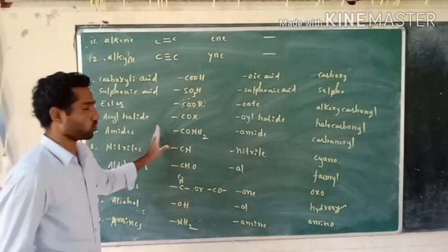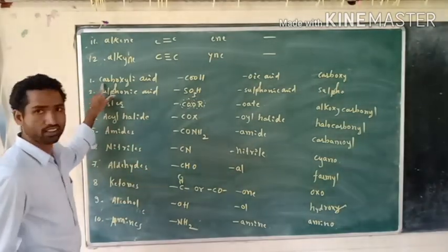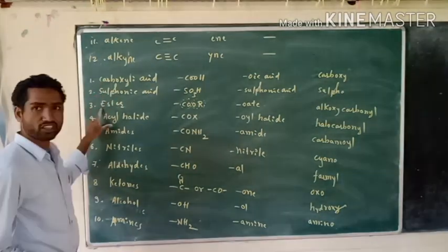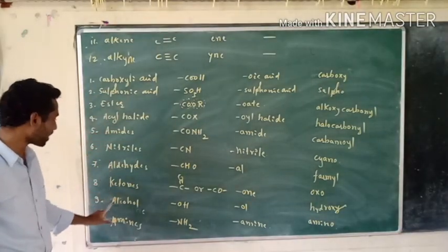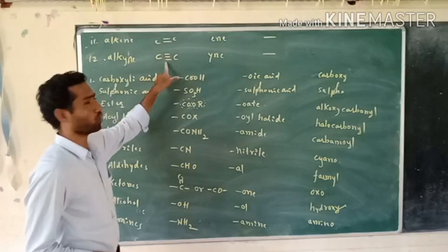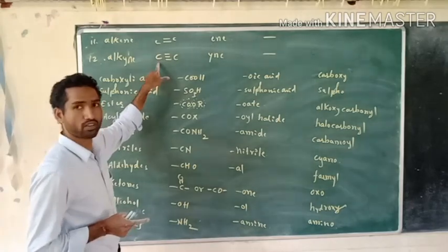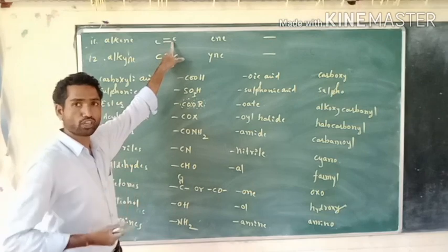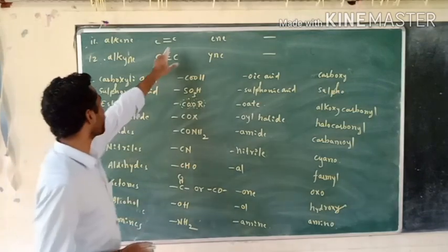So this is the priority rule, what I have written according to priority. First, carboxylic acid is the highest priority functional group. Sulfonic acid, ester, acyl halides, amides, nitriles, aldehydes, ketones, and alcohols, amines. If the molecule contains both a double bond and a triple bond, then which carbon gets the least number depends on this priority. The carbon which has the double bond comes in the higher priority according to the priority rule. Therefore, the carbon bearing the double bond should be given the least number.